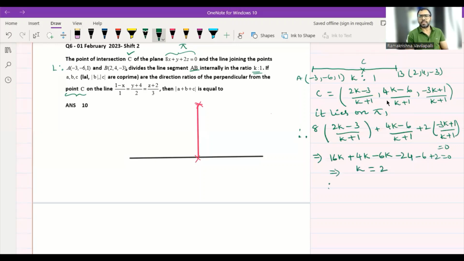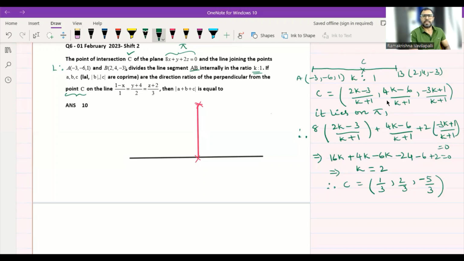Hence, what are the coordinates of C? C equal to, substituting here, you will get 1 by 3, and substituting 2 here, 2 by 3, -5 by 3. Even if you try to find out the point of intersection of line and plane, means taking the line equal to t, any point on the line, and substituting in the plane, you will get the same coordinates. So we got C. So the first part of the question is over.